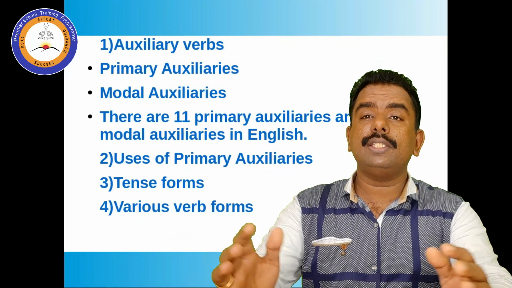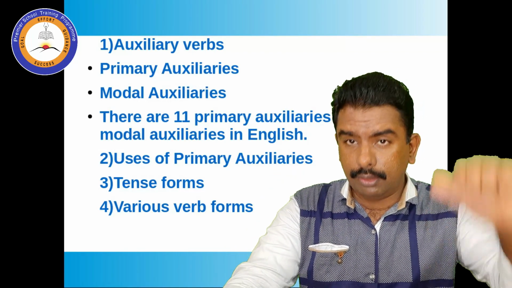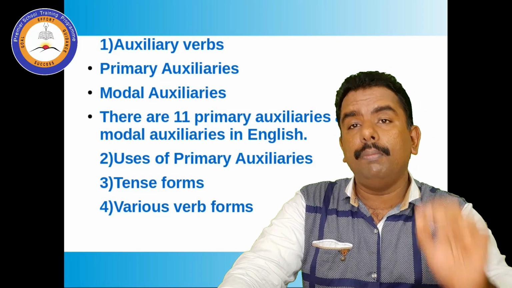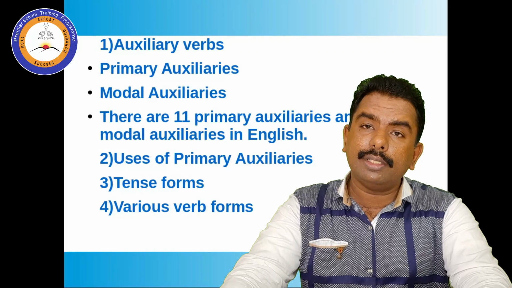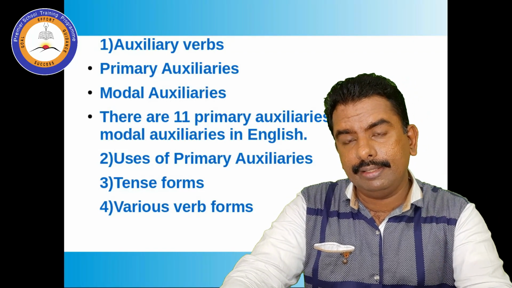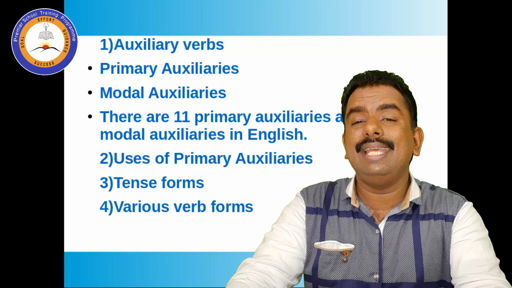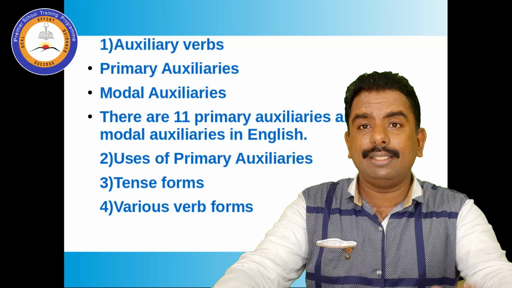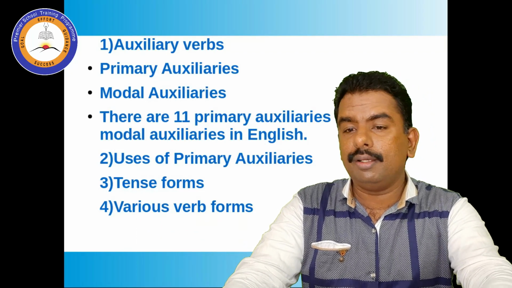So dear students, today we have discussed auxiliary verbs. Primary auxiliaries, modal auxiliaries, and there are 11 primary auxiliaries and 13 modal auxiliaries in English. Next is uses of primary auxiliaries, tense forms, various verb forms. We have discussed it in detail, and I hope that you have understood my class.